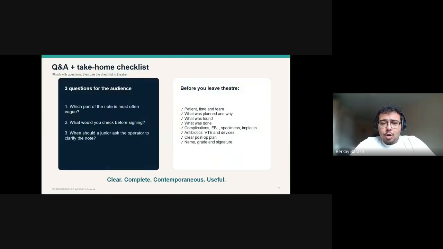So, take home checklist. I want to make sure before you leave the theater that you have written your operation notes properly. As you can see on the right hand side is the patient, time and team, what was planned and why, what was found, what was done, complications, estimated blood loss, specimen, implants, antibiotics, VTE, and devices, clear post-op plan, and name, grade, and signature. So, 3 questions as you can see on the left side, and you can answer them in your own time.